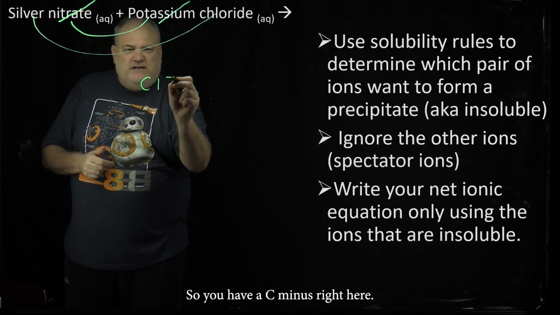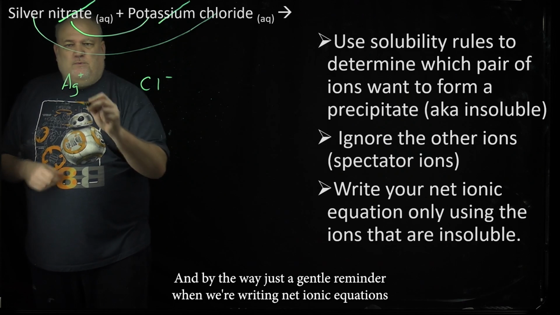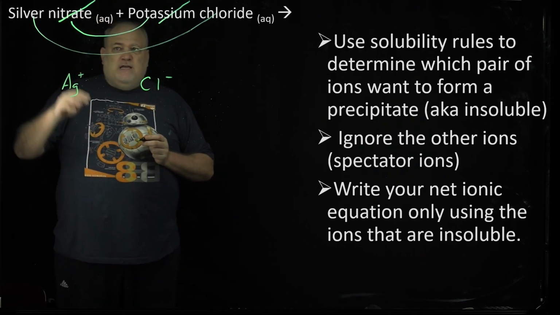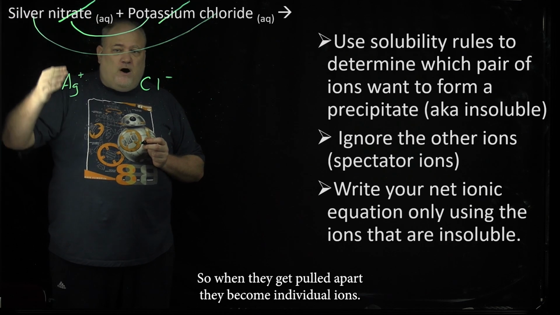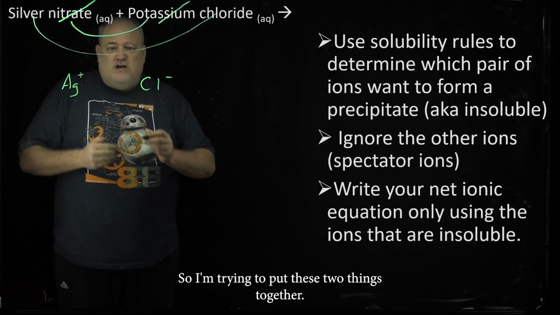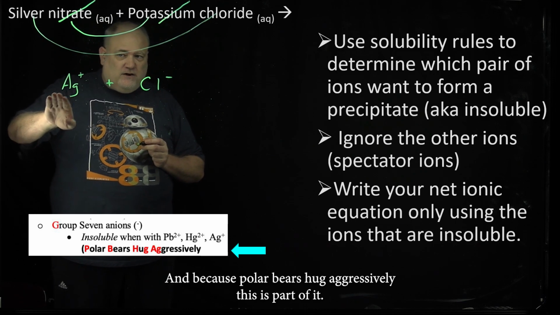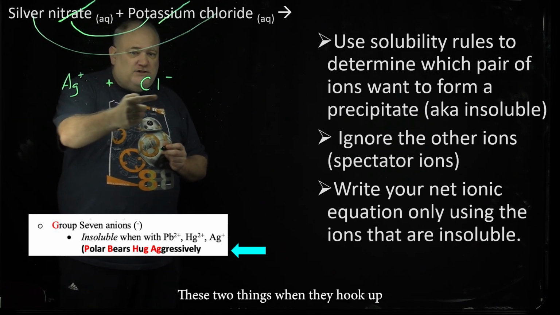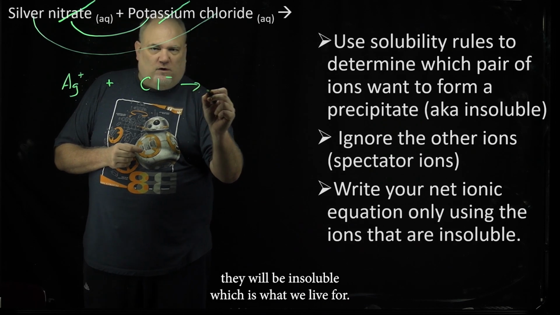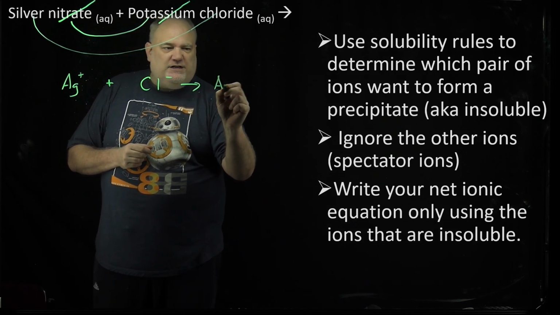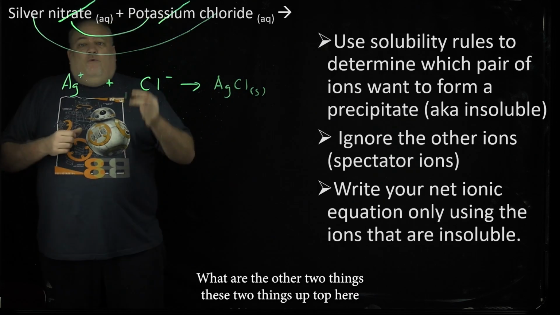See, I have a Cl minus right here, and this is Ag plus. And by the way, just a gentle reminder, when we're writing net ionic equations, they are ions in these ionic compounds. So when they get pulled apart, they become individual ions. So I'm trying to put these two things together, and because polar bears hug aggressively, this is part of it, these two things, when they hook up, they will be insoluble, which is what we live for, and this would end up being AgCl as a solid. What are the other two things?